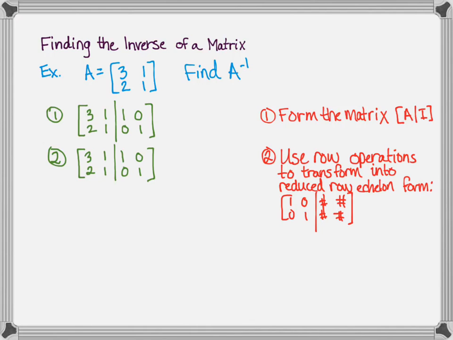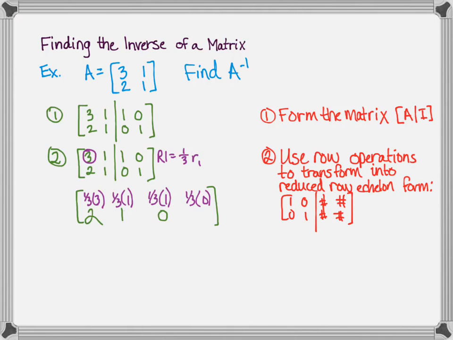So, the first thing we need is to turn this 3 into a 1. We can do that by multiplying the entire first row by 1/3. That would yield 1/3 times 3, 1/3 times 1, 1/3 times 1, 1/3 times 0. And then the second row would stay the same, so 2, 1, 0, 1, which will give us the matrix 1, 1/3, 1/3, 0, 2, 1, 0, 1.